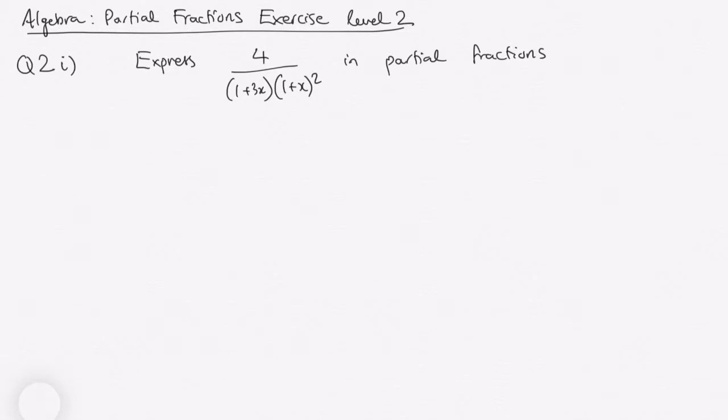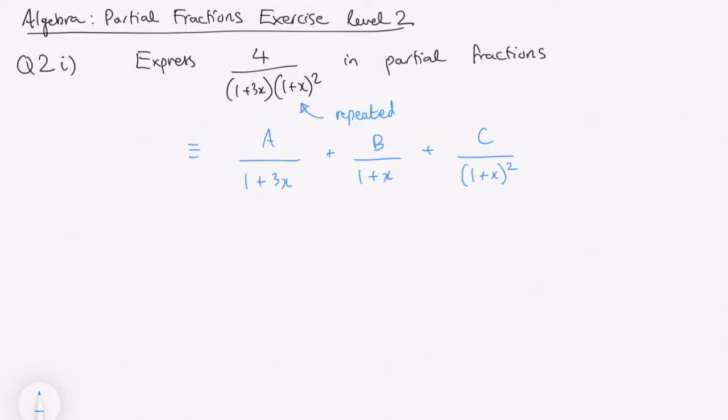And in the previous video we discussed that this would take the form A over (1 plus 3x), but then we have the repeated factor of (1 plus x). So we have B over (1 plus x), and then we have C over (1 plus x) all squared.